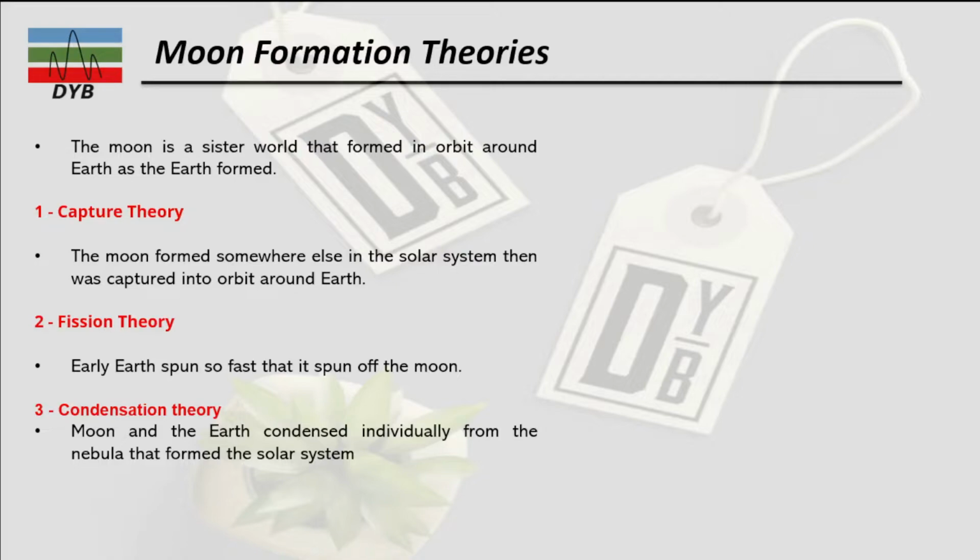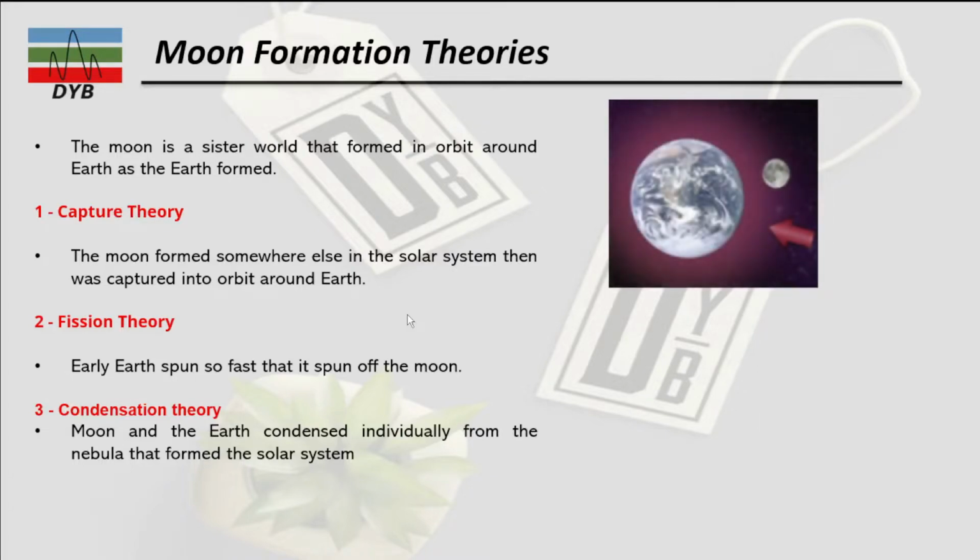So actually the moon is a sister world that formed in orbit around the earth as the earth formed. There are different theories which were given. The first theory is the capture theory. According to this theory, the moon was formed somewhere else in the solar system and then it was captured into the orbit of the earth.